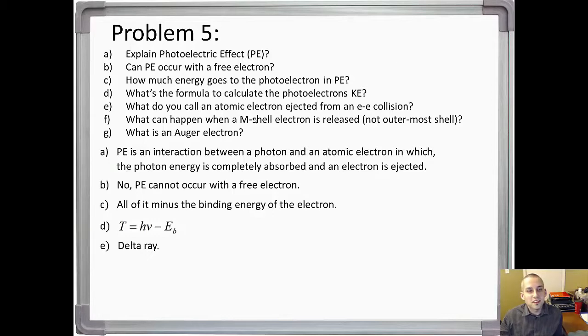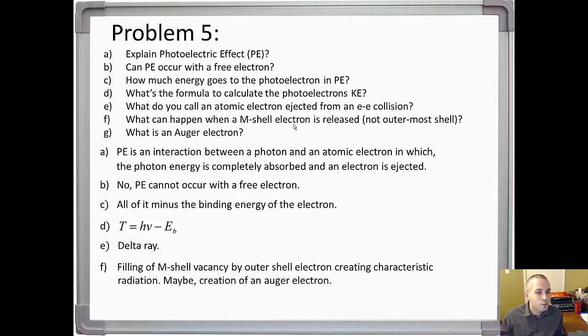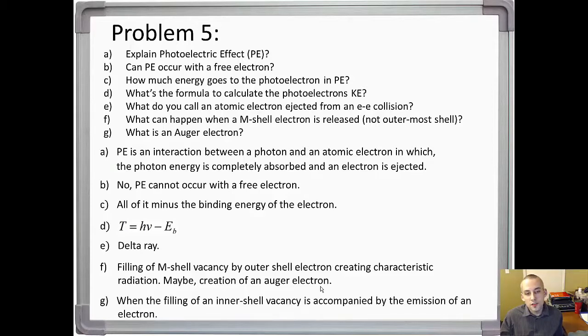For F, what can happen when an M shell electron is released or ejected? Just to be clear, the M shell is not the outermost shell, so there are further electron shells past M. So essentially, the filling of the M shell vacancy by an outer shell electron will create characteristic radiation, and there also might possibly be the creation of an Auger electron. For G, what's an Auger electron? The filling of an inner shell vacancy is accompanied by the emission of an electron.